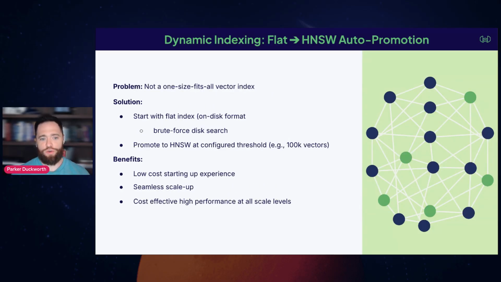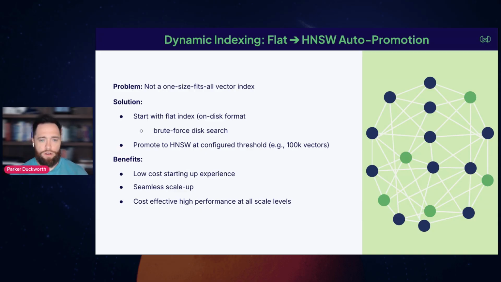So to solve this issue of a not one-size-fits-all vector index, we introduced the idea of dynamic indexing. The point of dynamic indexing is that we start with one kind of vector index that works well for small collections, and this index type is changed over time in the background to meet the needs of the collection as it scales up. So for example, we start with what we call a flat index, which is basically an on-disk vector format, works very well for small data sets, and is very cost-effective. It's a very cheap type of index to store.